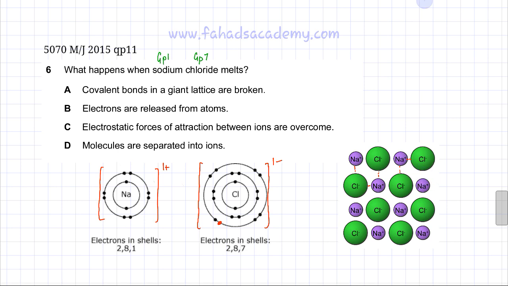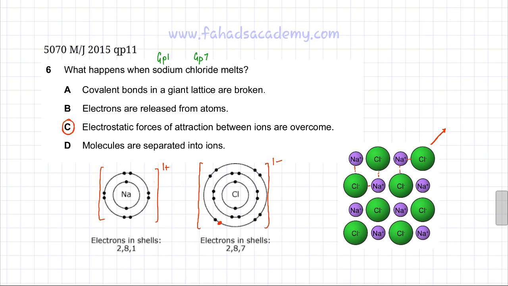So when you're melting a substance like NaCl, what you're going to do is you're going to give this chloride ion enough energy so that it's able to move around freely, and it's able to overcome the strong electrostatic force of attraction. So the correct option is going to be option C, that the electrostatic forces of attraction between ions are overcome when you melt a substance. So option C is going to be the correct option.